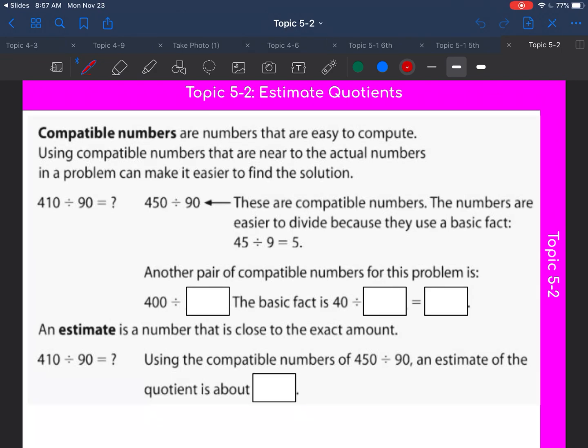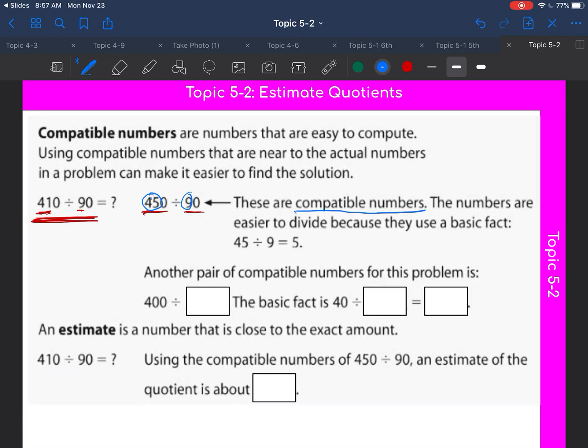So let's look at this first definition. It says compatible numbers. We've heard of those before. Compatible numbers are numbers that are easy to compute. So using compatible numbers that are near to the actual numbers in a problem can make it easier to find a solution. Originally we had 410 divided by 90. Now, I don't know about you, but 41 divided by 9 is not a basic fact. So instead, they made it 450 divided by 90 because 45 divided by 9 is easy to do in your head. They are compatible numbers. The numbers are easier to divide because they are a basic fact.